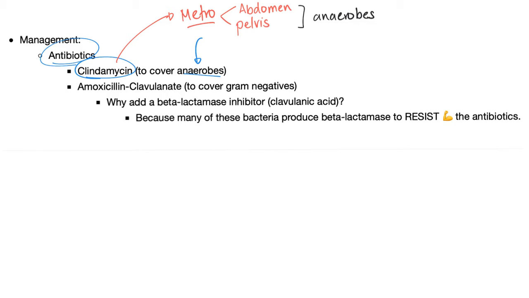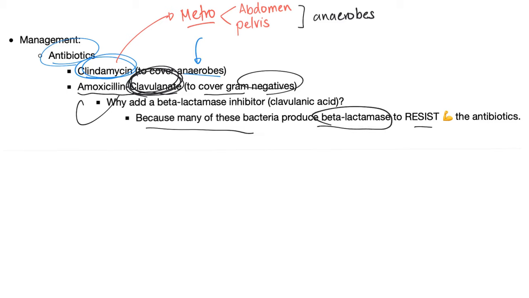If the anaerobes are anywhere else, including the lung, use clindamycin, not metro. What if the abscess was caused by a gram-negative bacteria? Use amoxicillin clavulanate. Why add a beta-lactamase inhibitor, which is clavulanate, to the amoxicillin? Because many of these bacteria produce beta-lactamase to try to resist the antibiotics. These bacteria are communists. That's a geopolitical joke.